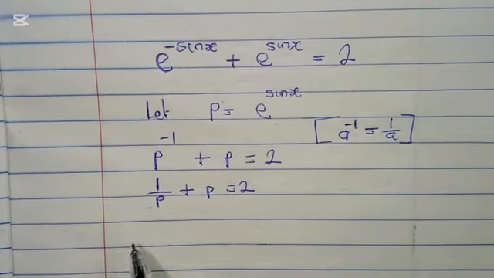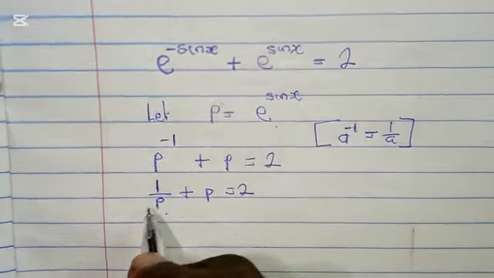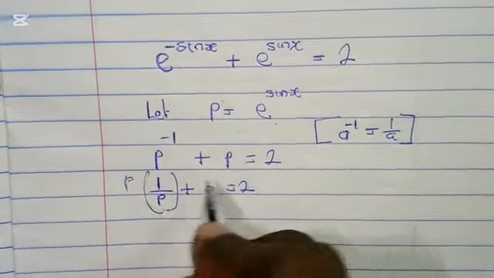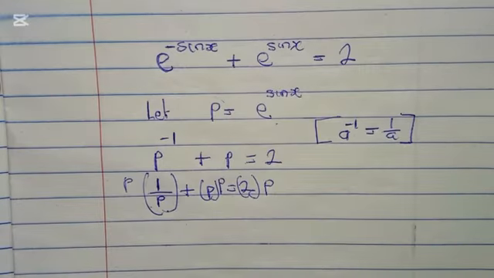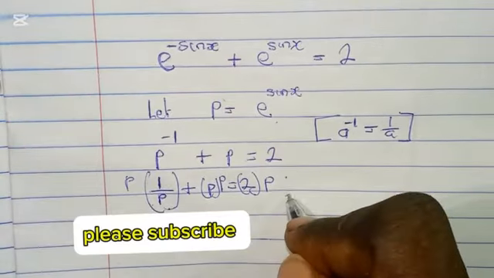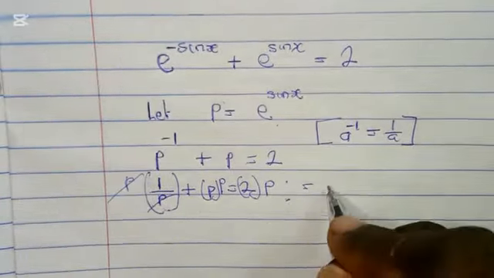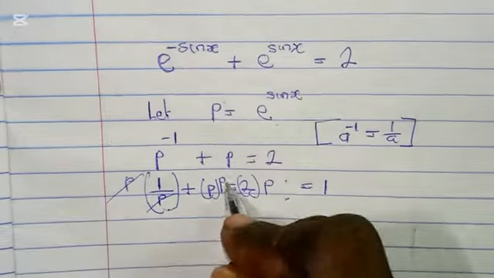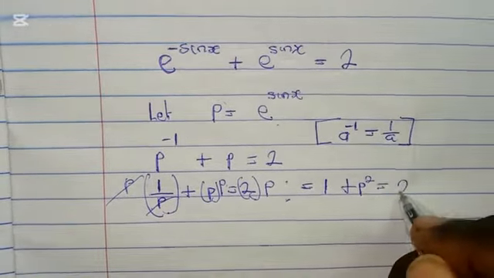Now, to eliminate this fraction, we need to multiply all through by p. So multiplying this by p, this also by p, and 2 by p. Therefore, p cancels p, we have 1. p times p is p squared, plus p squared, and here we have 2p.